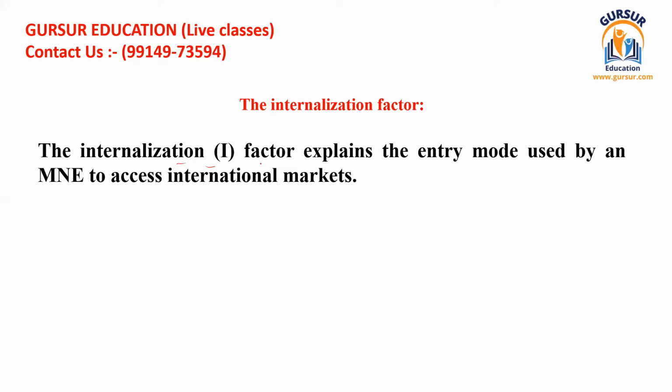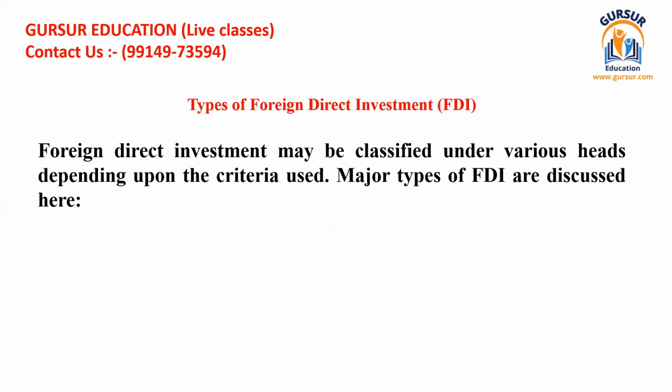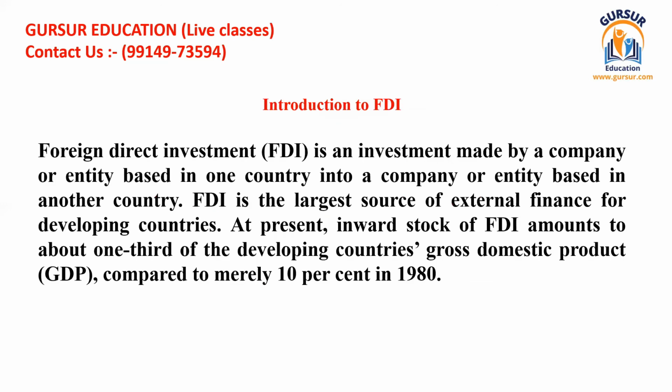The internalization factor explains the entry mode to access the international market. If you have an easy entry mode, like automatic entry mode, then you can easily enter into any market. So these three factors, OLI, ownership, location, and internalization, ultimately determine the flow of foreign direct investment into a specific company, as suggested by the eclectic theory of foreign direct investment. This was all the detail regarding theories of foreign direct investment. I have taught you everything needed regarding the theories.